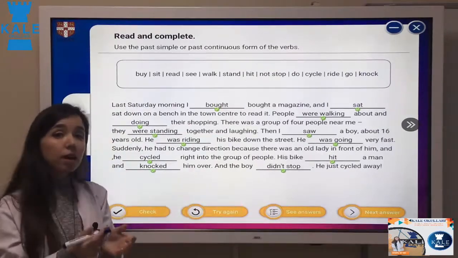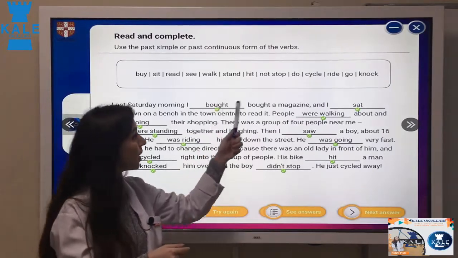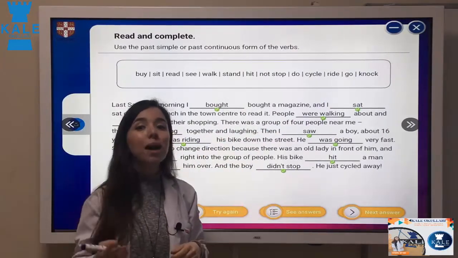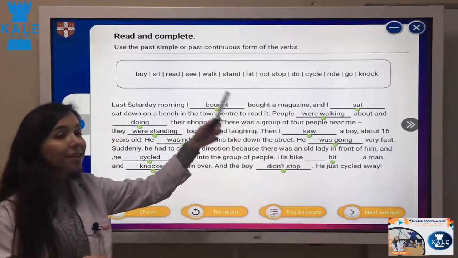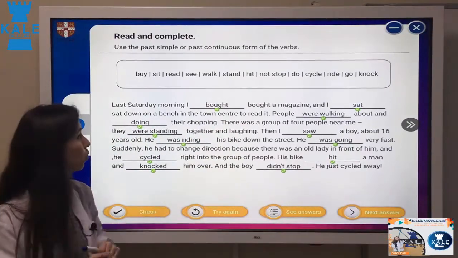Last Saturday, we are talking about last Saturday morning. So, the actions are finished. Because of that, in both of these, we use past simple. And "sat" is the past simple of "sit". Yes, because of that, it changed, an irregular verb, to "sat".